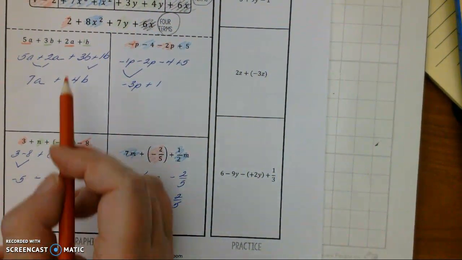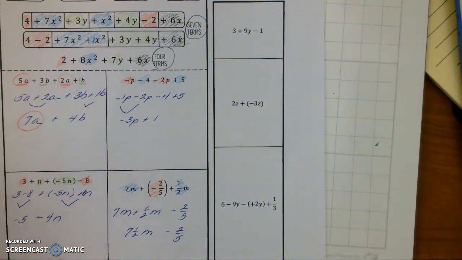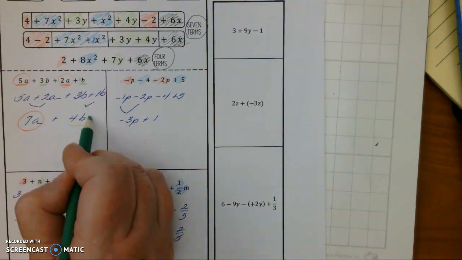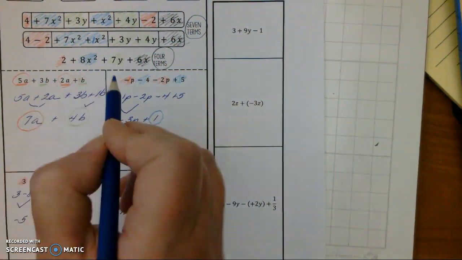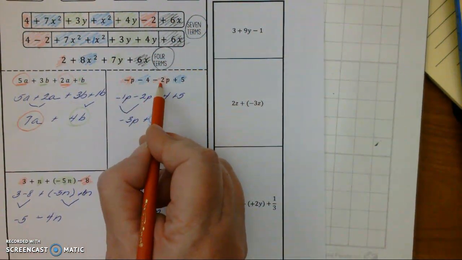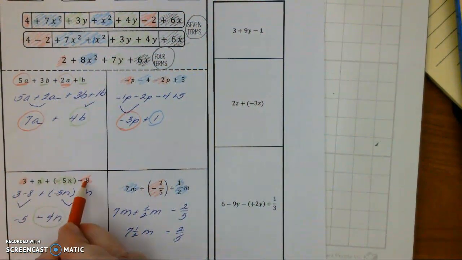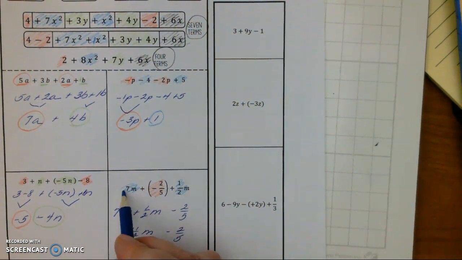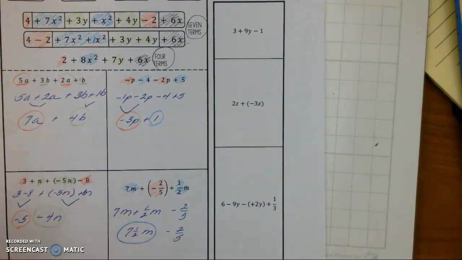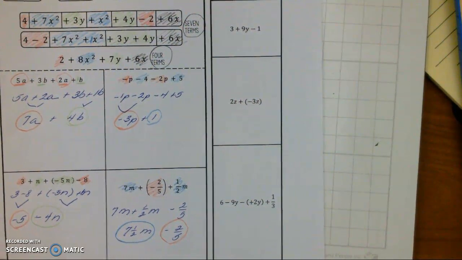Okay? So if we just go back up here, we look at the 2a and the 5a. So that would be 7a. And then we look at the 3b and the 1b becomes a 4b. Same here. Negative 4 plus 5 gives us the 1. The negative p plus the negative 2p gives us the negative 3p. N plus negative 5n gives us negative 4n. And the 3 minus 8 gives us the negative 5. And then when we take the 7m plus 0.5m, we get the 7.5m. And then when this is all by itself, there's nothing to add to it, we get the negative 2/5.